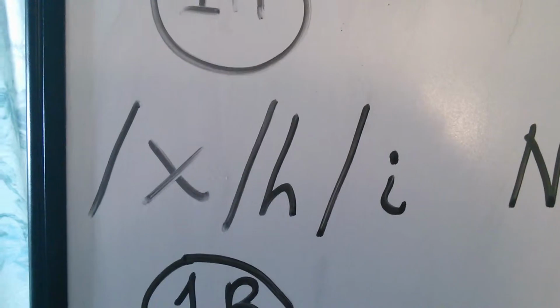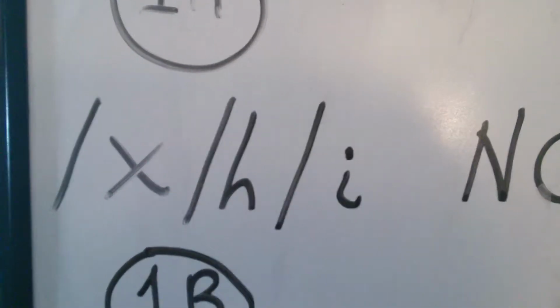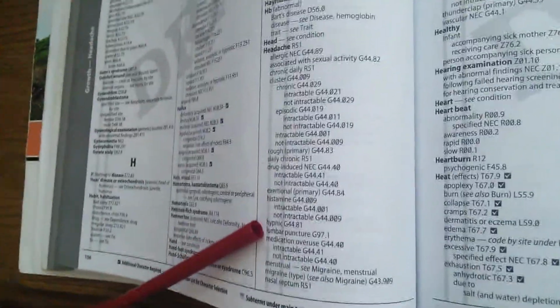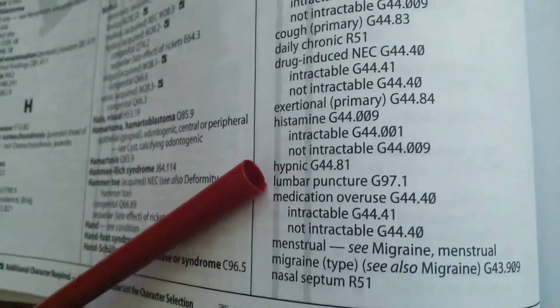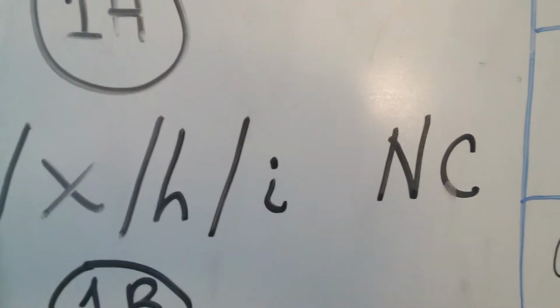Then we're going to try the second path. The second path would be go to the index, go to headache, go to intractable. Start with headache, and then try to find intractable. It would be after the H, and it's not there, right? From hip neck, it goes to lumbar puncture. There's no intractable. So with this path, we have no code.